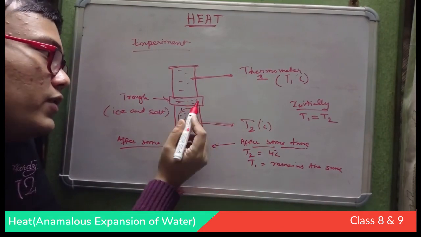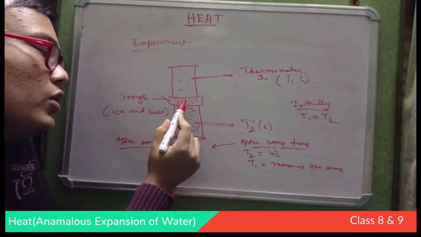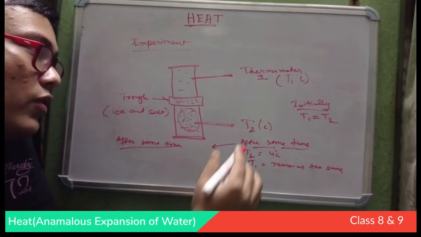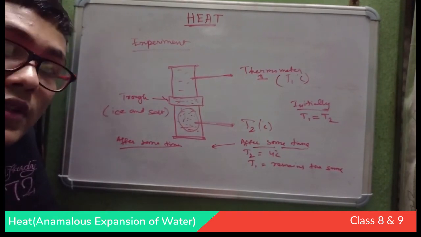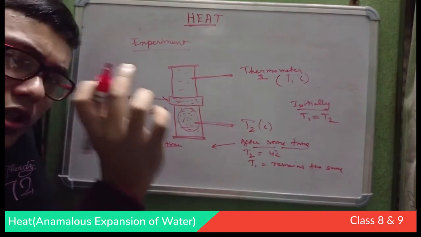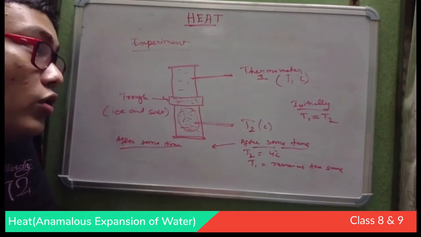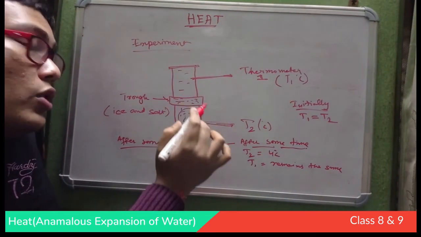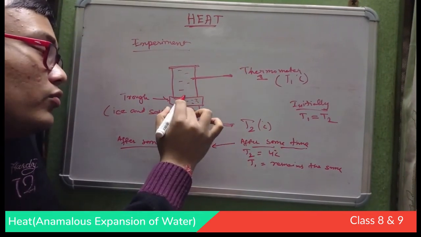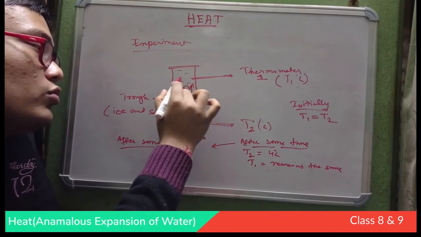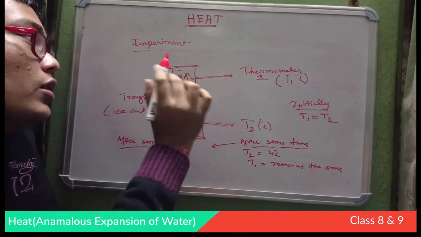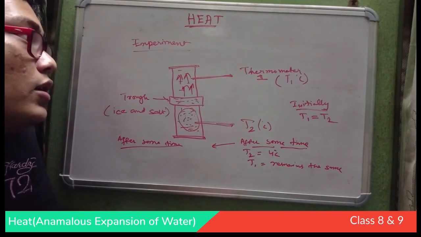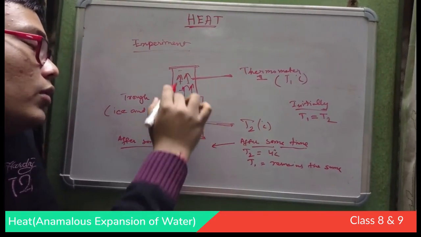So after some time, the water in the center portion will keep on reducing in temperature. From 4 it will keep on reducing to 0, and we know that during this phase the water expands, so the density will decrease. So water at 0 degrees Celsius will rise to the upper metallic cylinder, as it has less density.